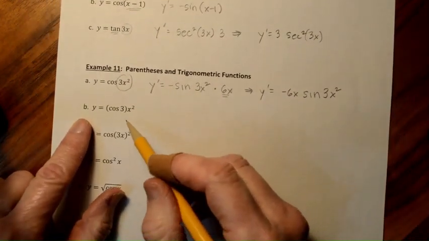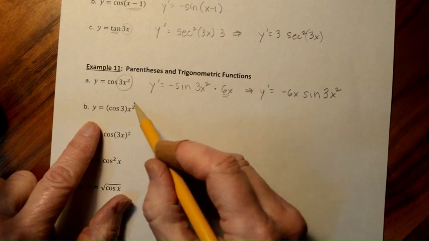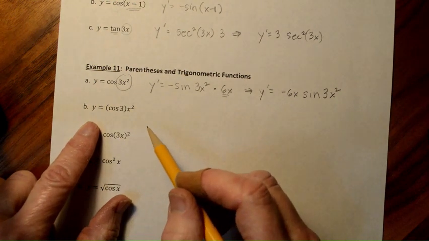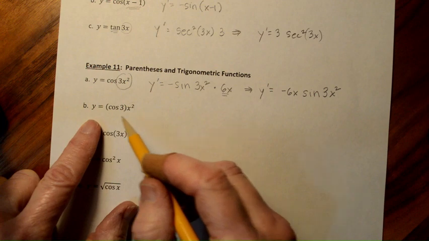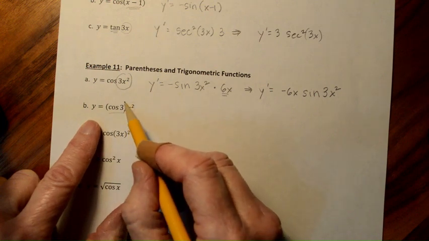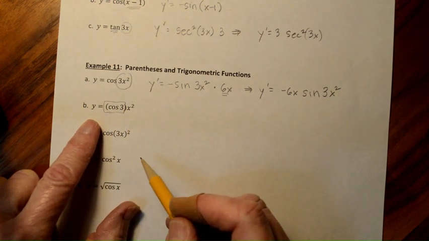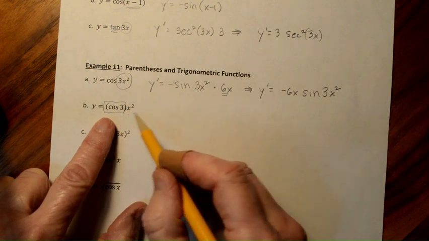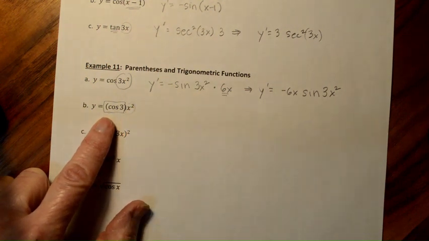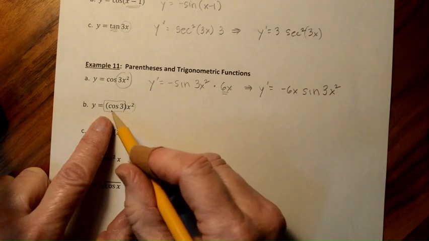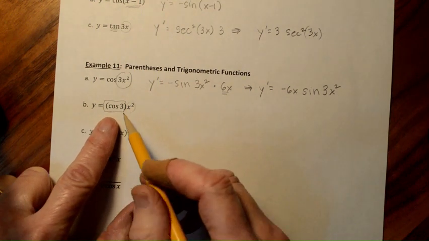Okay, this one is a little bit tricky because, again, you might think, well, here's an x squared, that's not just a 3, that's not just an x, so I need to use chain rule. But again, look at this. Clearly this is by itself, right? So we're talking about this as being separate from that. And then we're saying, well, that's cosine of 3.